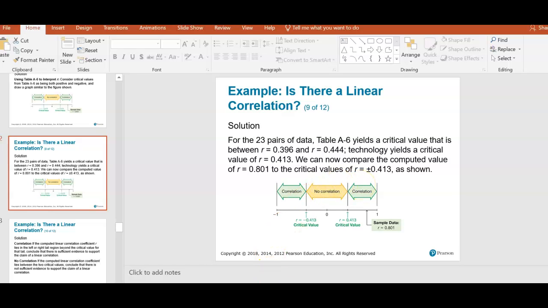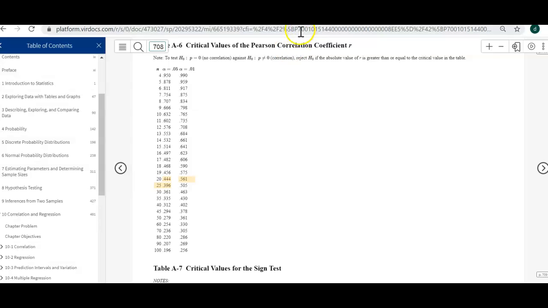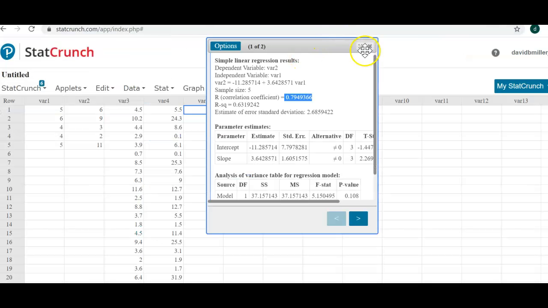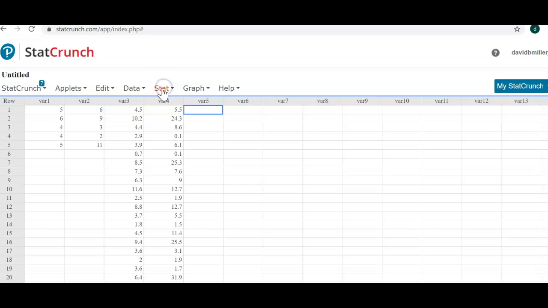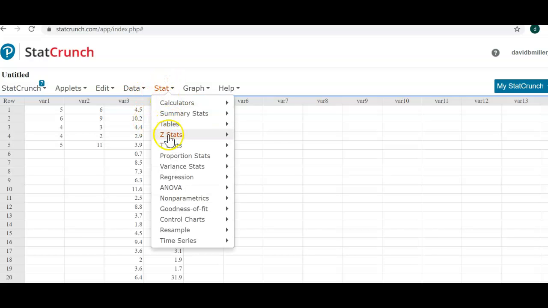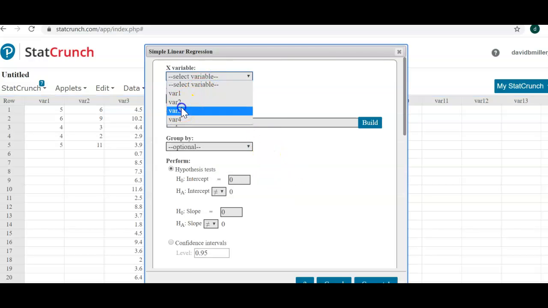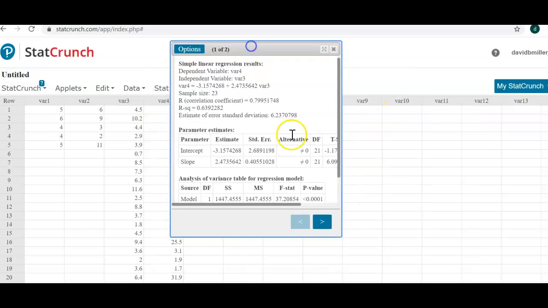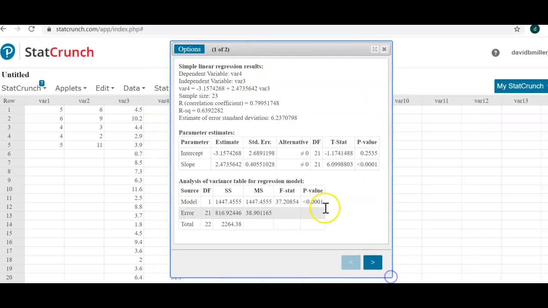The other way that you could do this, instead of using that table, is you could use technology again. I had to enter all this data here, but you could go do a regression, simple linear, variable 3 and variable 4, compute, and you look at the p-value of the model, and you can see that p-value is very, very low, less than 0.0001, so that this definitely is a very good correlation here.